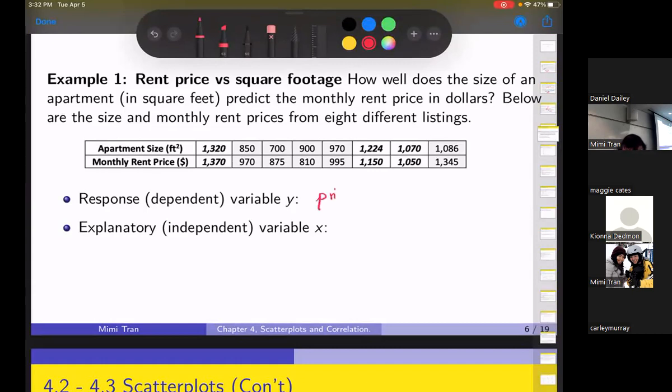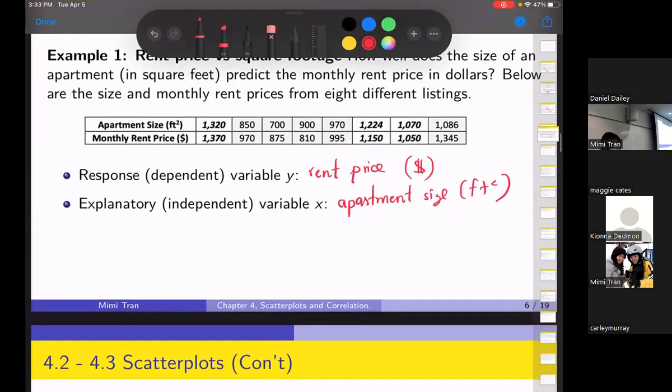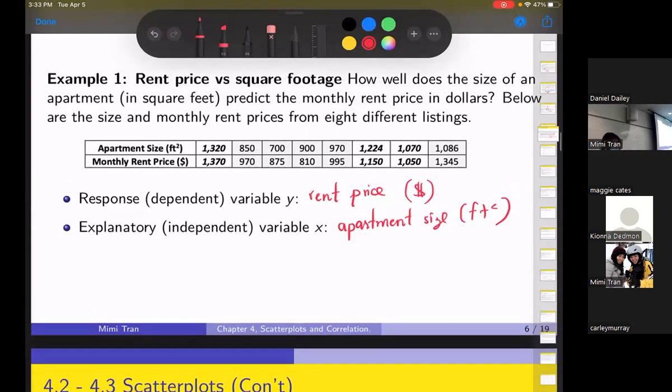Good. Rent price. Yeah, thank you. All right, so we use the size to predict how much it costs per month for the apartment. So rent price in dollars. And then the explanatory or predictor will be the apartment size measured in square feet. Usually a bigger apartment costs more, right? But it also depends on location as well.